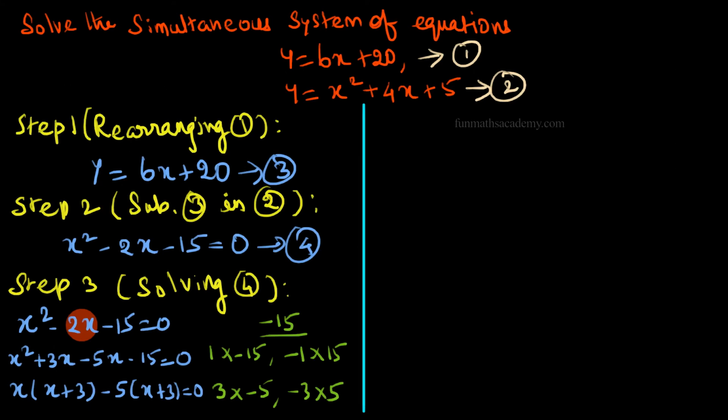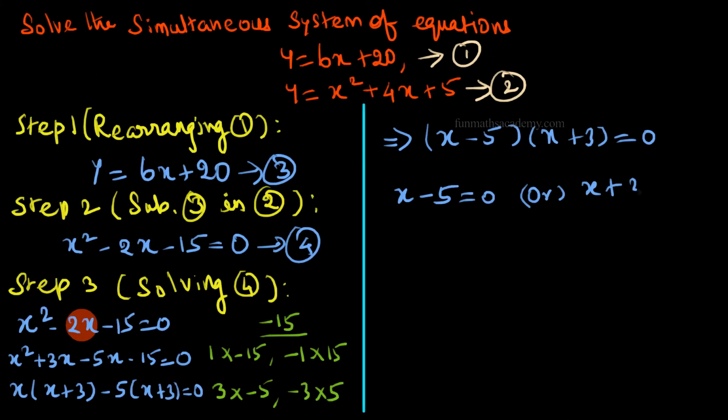One thing we need to make sure is that the factors in the braces must be the same. So on pulling the common factor out, we get x plus 3 into x minus 5, which is equal to 0. Since the product of these two factors is equal to 0, we get x plus 3 is equal to 0 and x minus 5 is equal to 0. From this, we get values for x as x is equal to minus 3 and x is equal to 5.